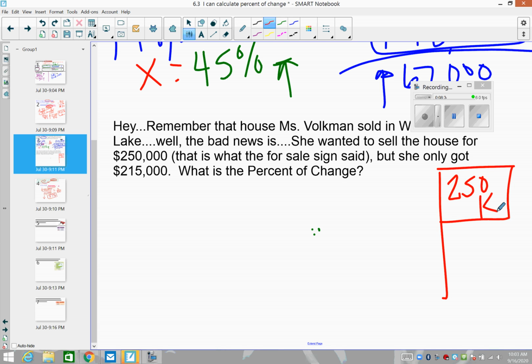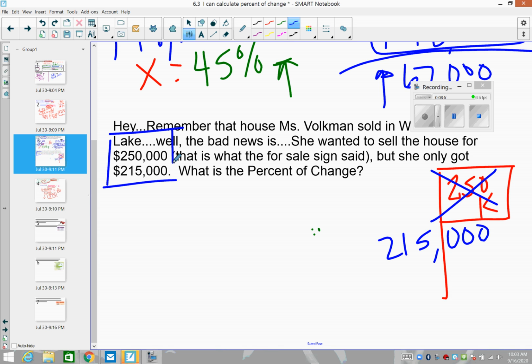I'm going to use K for 1,000 just because of space. That's what we wanted. That's what the for sale sign said. But the person we just mentioned, how much we sold it for, said that they would only give us $215,000. So unfortunately, we didn't get what we wanted. We got less than we wanted. We still made the $67,000, but we didn't make what we wanted. So there's definitely a decrease that happens here.